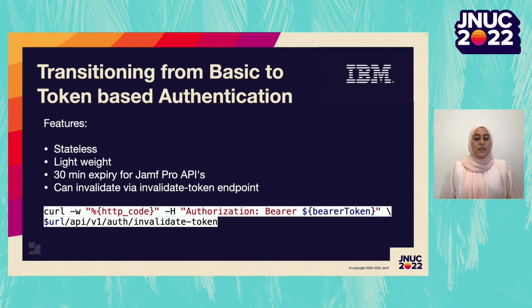Pat had already alluded to this, but the Jamf implementation of the bearer token includes a set 30-minute expiry, meaning the token already becomes invalid after 30 minutes. For a lot of us, 30 minutes is plenty of time to run our calls, and so this introduces the need to invalidate the token when it is no longer needed. And we can do that using the invalidate token endpoint. Pat will actually show us an example of this later on in our deck.